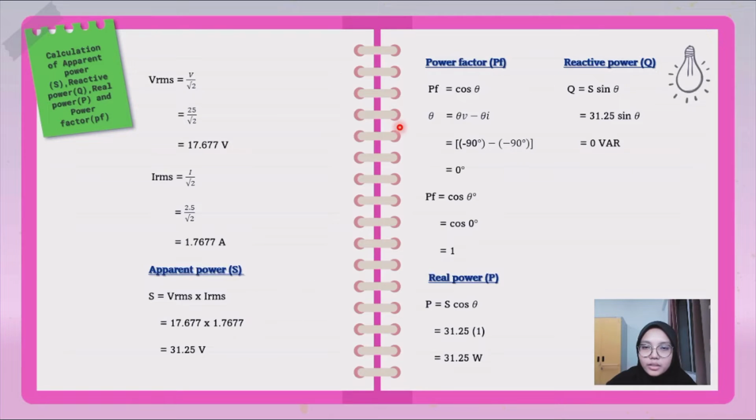To find the real power and reactive power, at first we need to find the power factor. Then we get theta for the power factor is 0, so the power factor we get is 1. Then we substitute the power factor, which is 1, into the formula of real power, P equal to S cos theta. Then we get 31.25 watt. The last one, for the reactive power, the formula is Q equal to S sin theta. Then we get the answer 0 VAR.